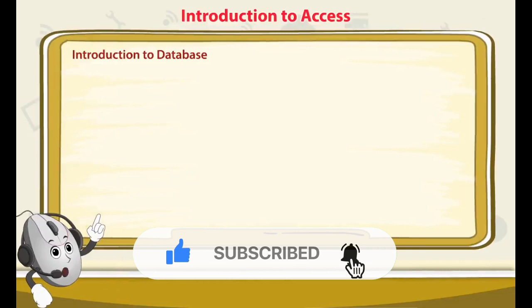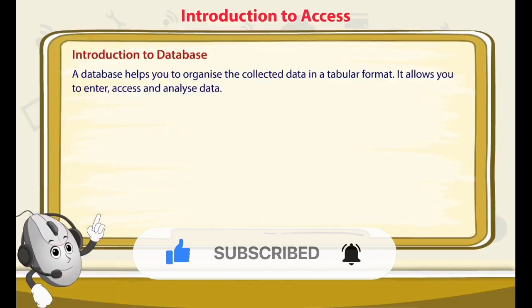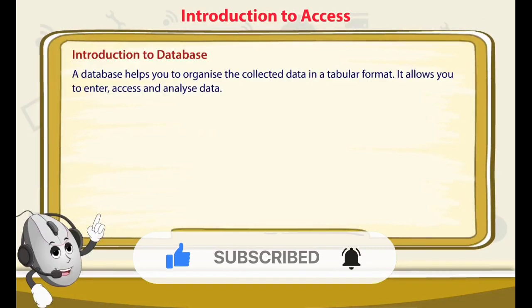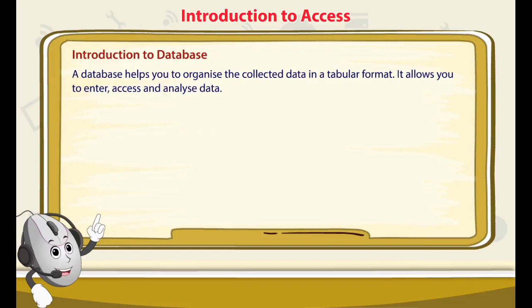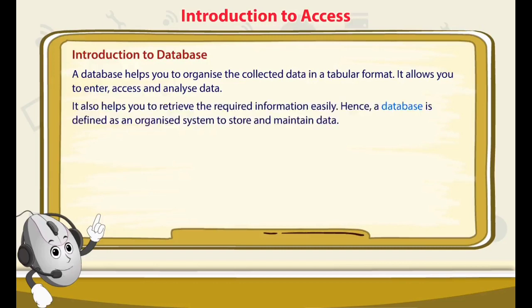Introduction to database. A database helps you to organize the collected data in a tabular format. It allows you to enter, access, and analyze data. It also helps you to retrieve the required information easily. Hence, a database is defined as an organized system to store and maintain data.